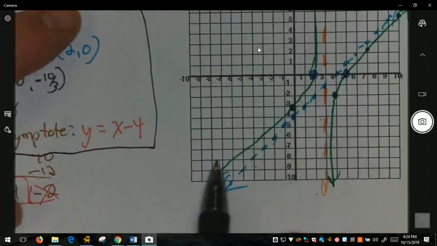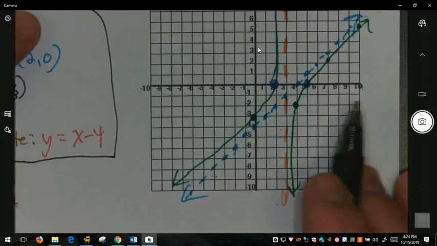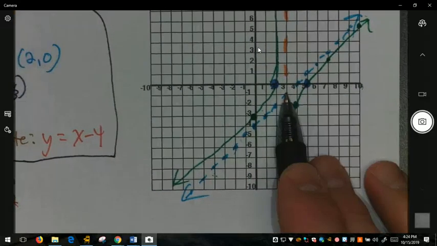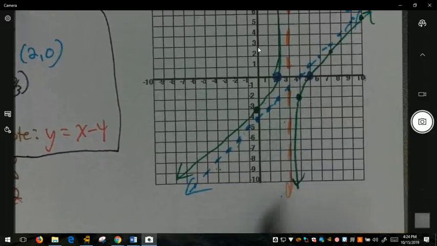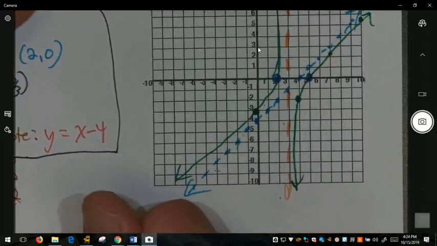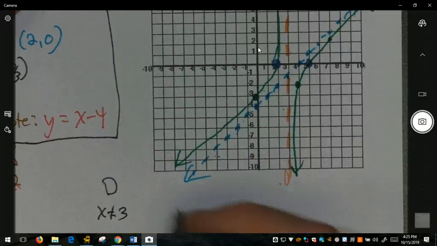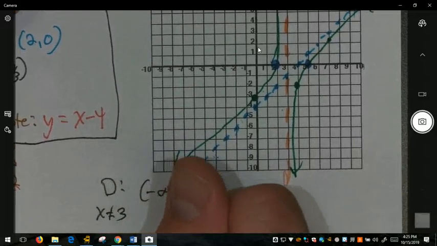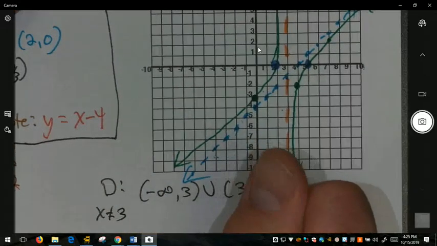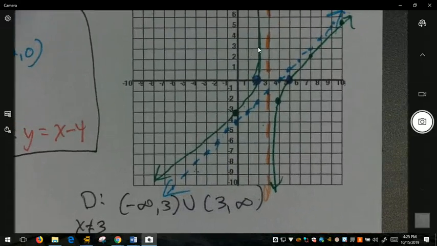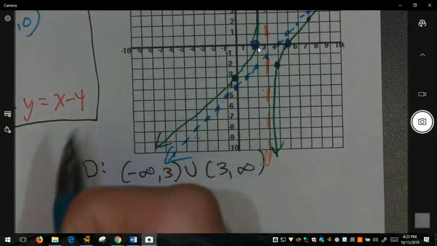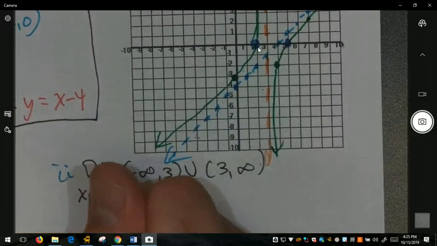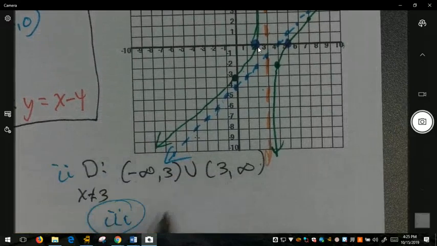The domain means it's going left forever, it's going right forever. The only interruption in x values is x equals 3. So my domain is interrupted by x not being able to equal 3. My domain is negative infinity up to 3, and 3 to infinity. That's part 2. For part 3, my end behavior.